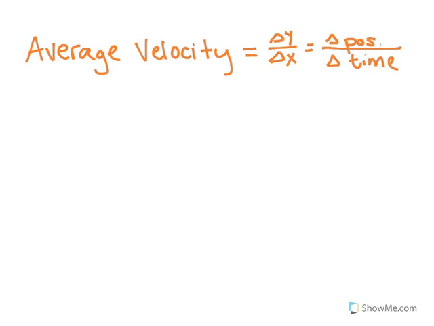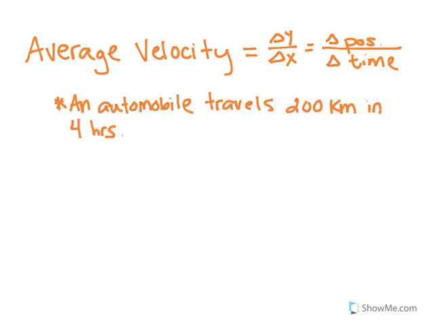So just real quickly for an example, let's say we have an automobile that's traveling 200 kilometers over a 4-hour time period. To find the average velocity, all we're going to do is follow our formula, which is change in position, which is 200, divided by the change in time, which is 4 hours. So we do that division and we come up with 50 kilometers per hour. And this is really important too. Anytime that you're talking about a rate of change, you always need a ratio of units as well. So that's our average velocity.